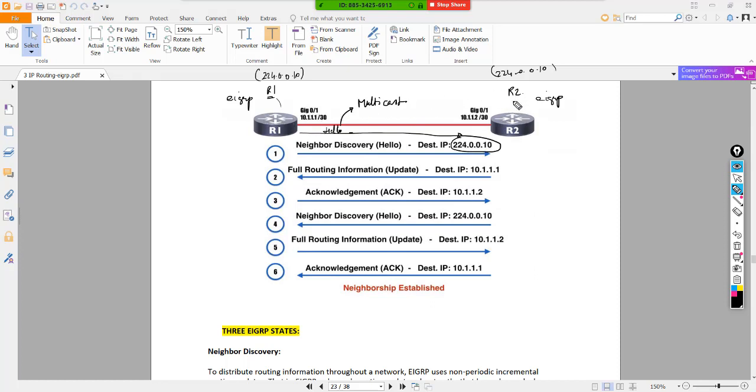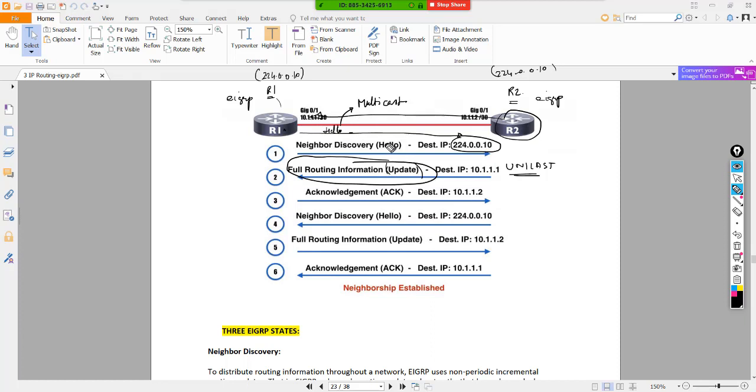As soon as router 2 receives a hello packet from any router, even though they are not neighbored at this moment, especially a hello packet from EIGRP, R2 is going to send a unicast packet. Unicast is one to one. And what is the content of this unicast going to be? It's going to be the complete routing information. Whatever the routing table of R2 is, it's going to send a quick unicast message to R1, and that kind of packet is called an update packet.